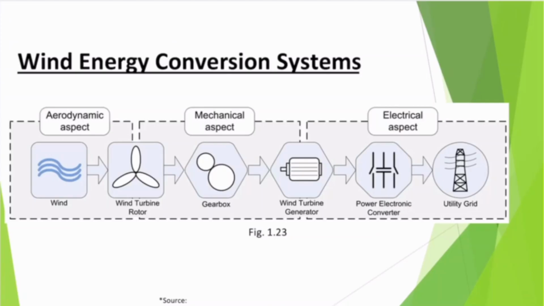Now, the wind energy conversion system typically works this way: first of all, wind is applied to my wind turbine rotor, and then there is a gearbox, which rotates my wind turbine generator. Then we have power electronic converters for converting energy from one form to another, and then it is connected to my utility grid.